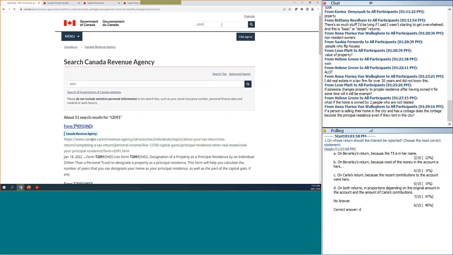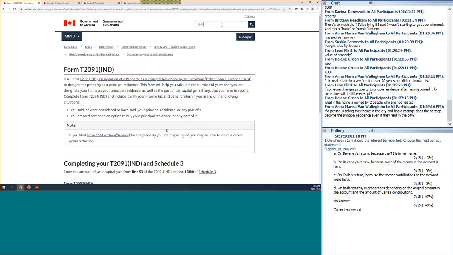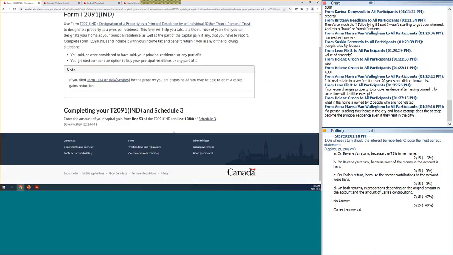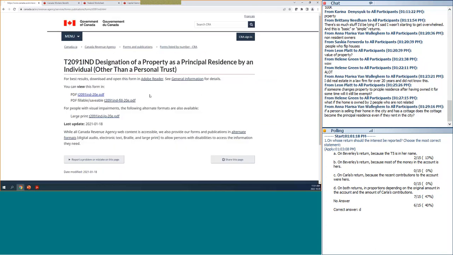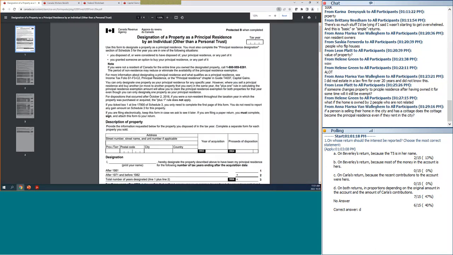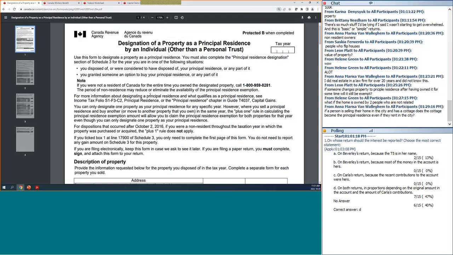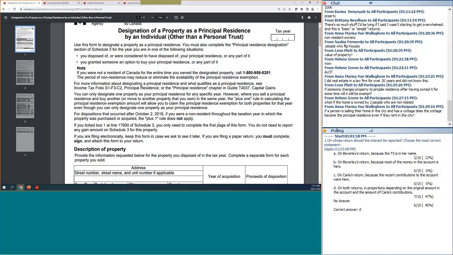Remember, you can always search for your forms. It's the first one that's going to come up here, and I'm going to fill it in. If it will let me download it, there it is. When I'm filling in a T2091, I have to say the tax year in the top corner. It has to match the tax year I'm filing right now.